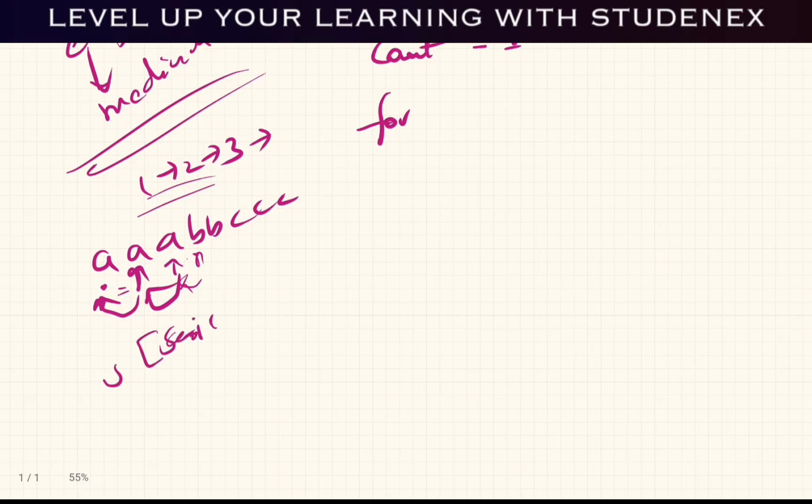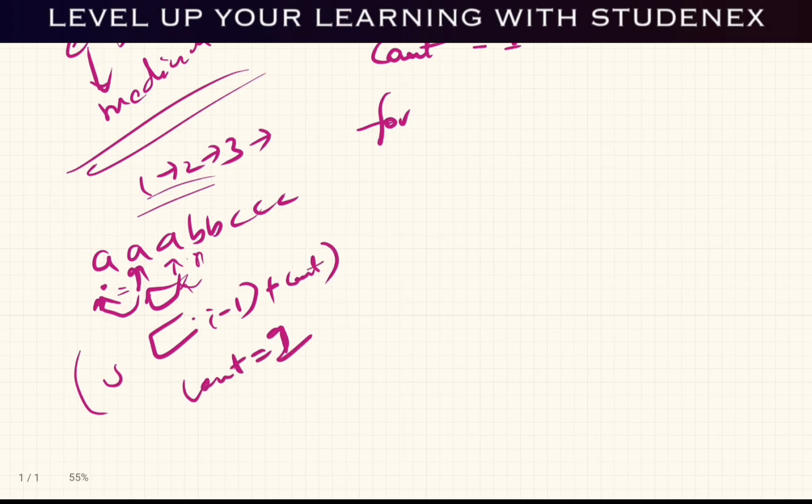If it's not the same, what I'm going to do here is store this particular s minus 1 value, which is s of I minus 1 value, plus the count value, and I'll make the count value 1 again. So this is basically what I'm going to do here. Very simple thing, right?